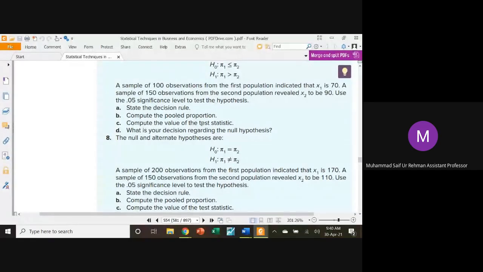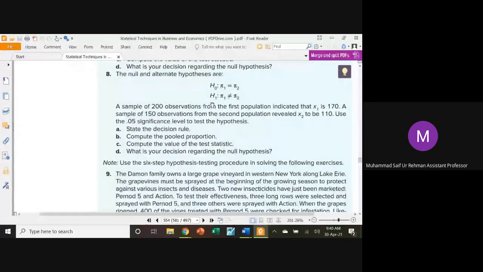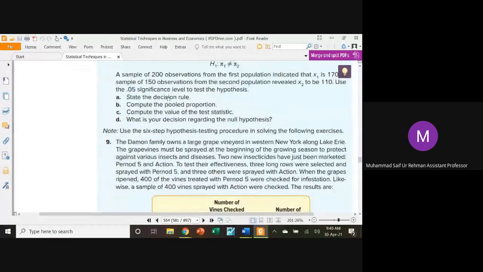Compute the pooled proportion, pC, you will find out using these values. Compute the value of the test statistic using the formula that we have just used. What is your decision regarding the null hypothesis? When you find the calculated value for Z and the tabulated or critical value for Z, you will compare and finally know what to do regarding acceptance or rejection of the null hypothesis. Similarly, if you see this question, it is on the same lines, no problem, you can solve it.